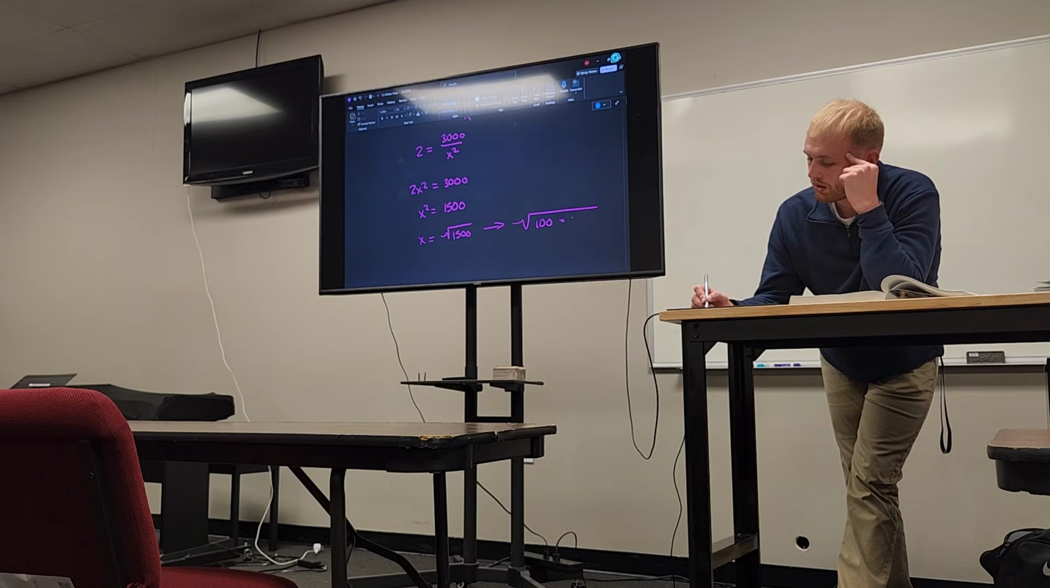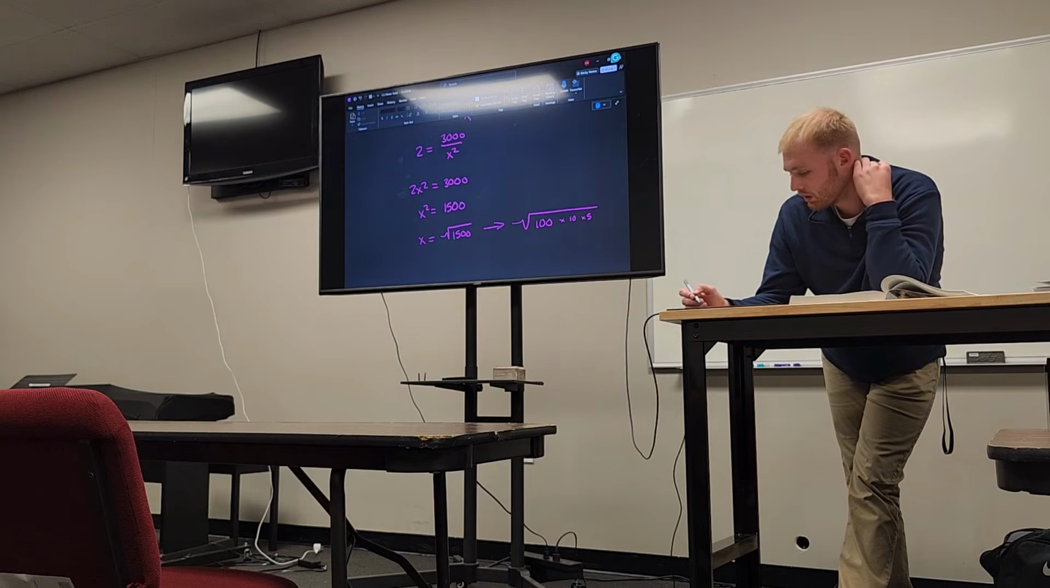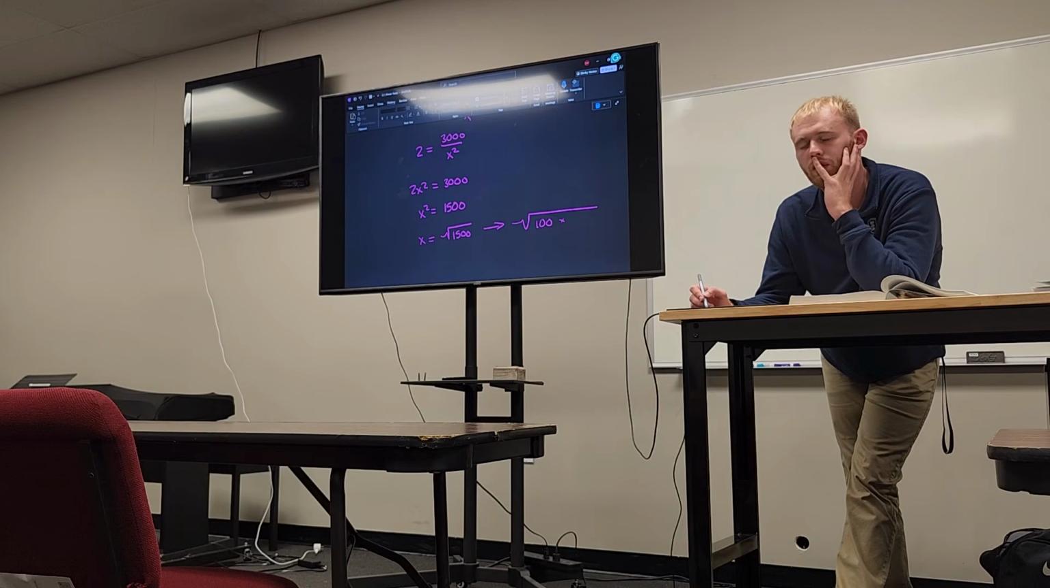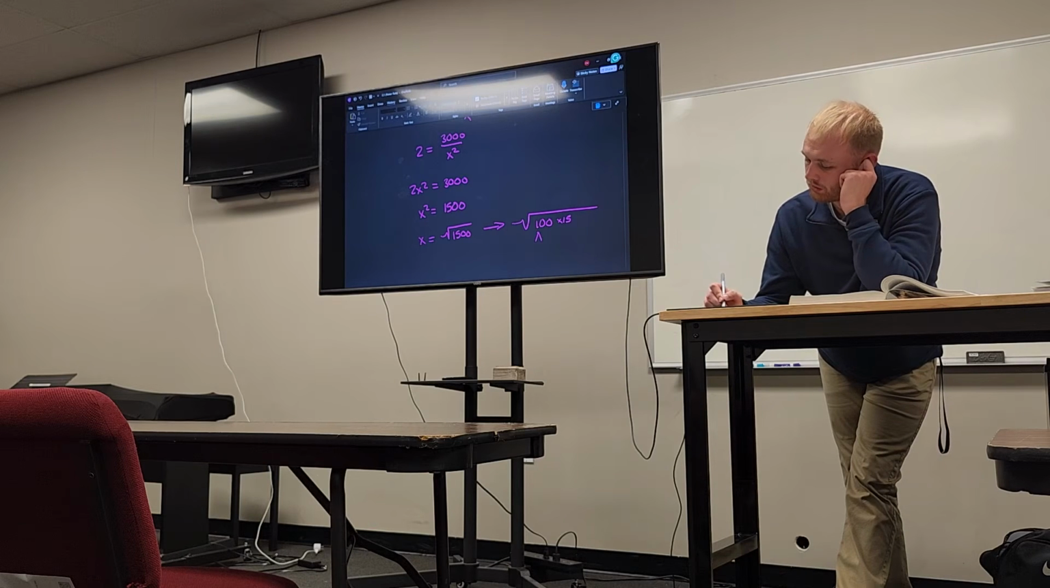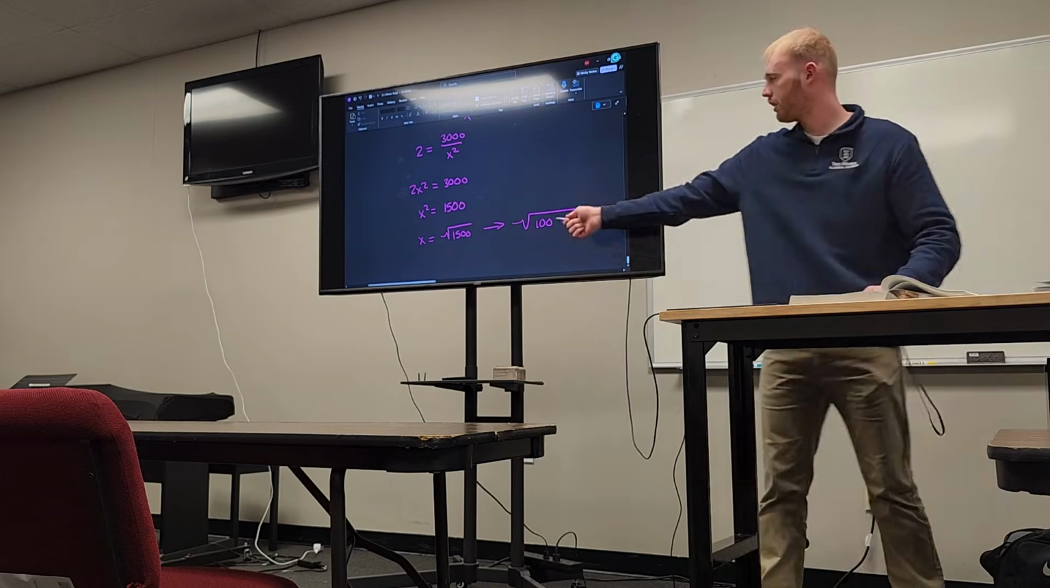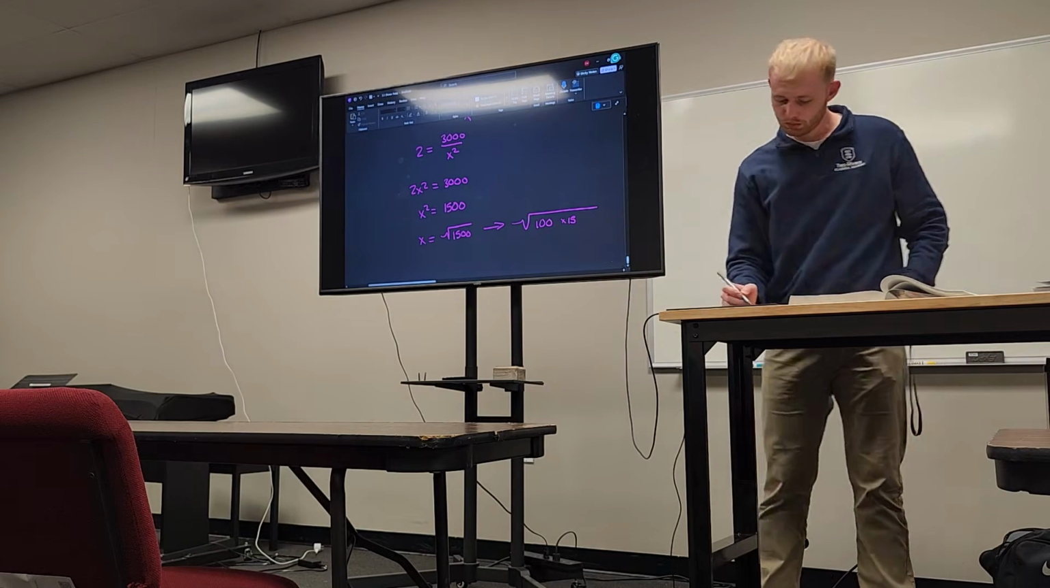So 15 up there, and then you have 5 and 3. Yeah, 1 and 15, 3 and 5. So it's going to be 10 times the square root of 15, because 15 you can't break out, but 100 is 10 times 10. So 100 can break out, and that becomes 10.